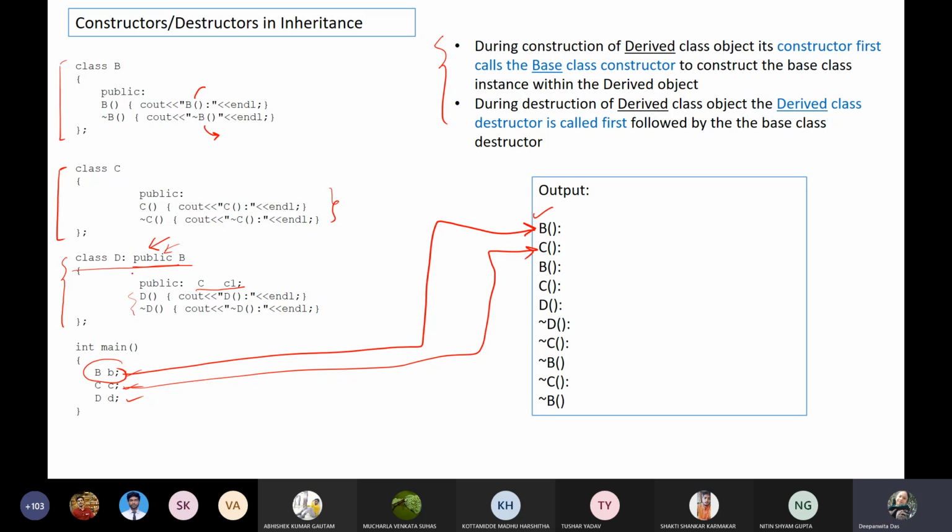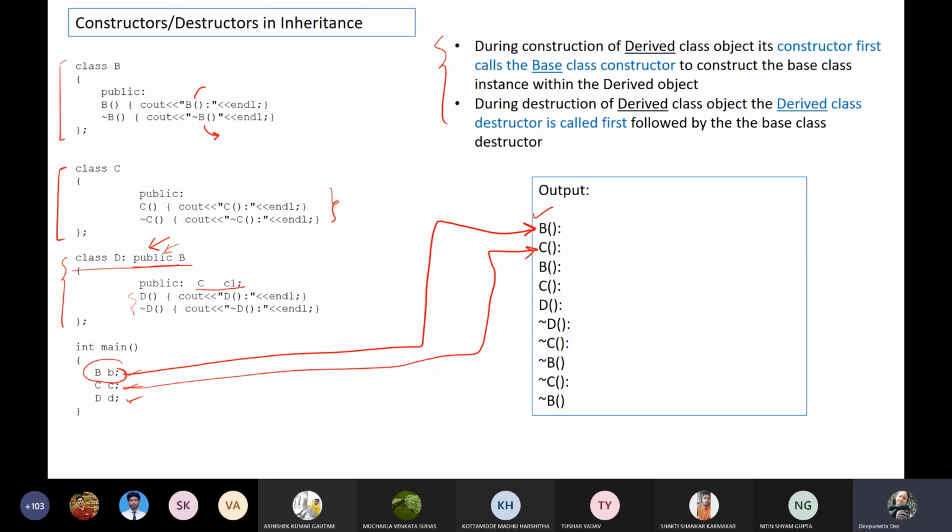But what happened with D? In D, we have inherited B and we have created one object of C. So it is the responsibility of D to call all the constructors, from the base class as well as from the other class, and then to call its own constructor.